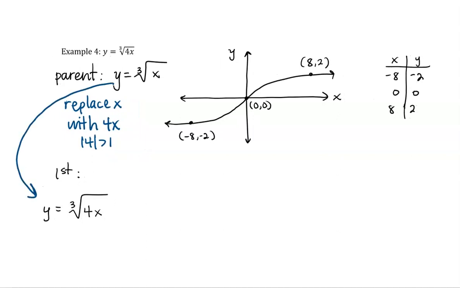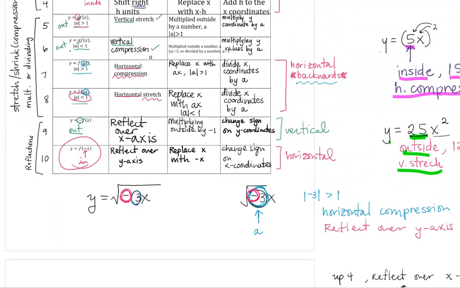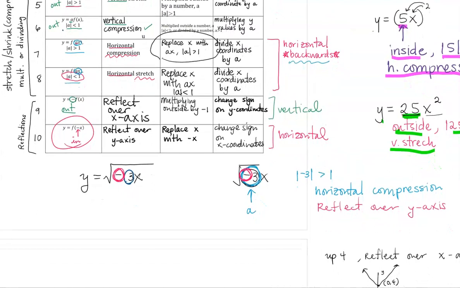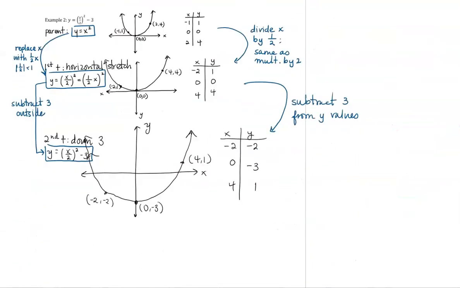So what that first transformation is, looking back at our table, if we take x and we replace it with ax, where a is a number whose absolute value is greater than 1, we're dealing with a horizontal compression. So we're going to be dividing our x coordinates by 4 in order to get our new table.